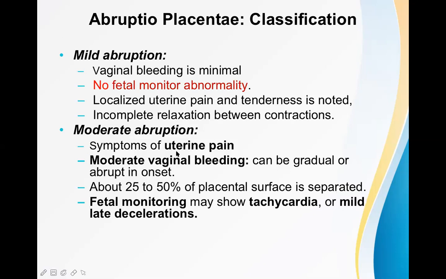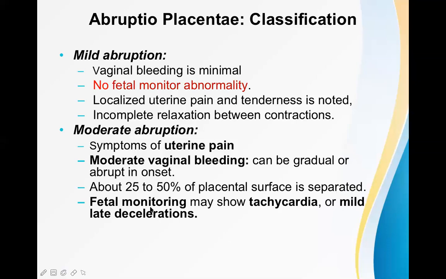The second one is moderate abruption. Now see, there are symptoms of uterine pain, an important point. There is moderate vaginal bleeding now. It can be gradual or abrupt in onset. This bleeding is more than in mild abruption, and in this condition around 25 to 50% of the placental surface is already separated from the uterine cavity. So around half of the placenta is already separated. And a very, very important point is that there is some problem to the baby now.